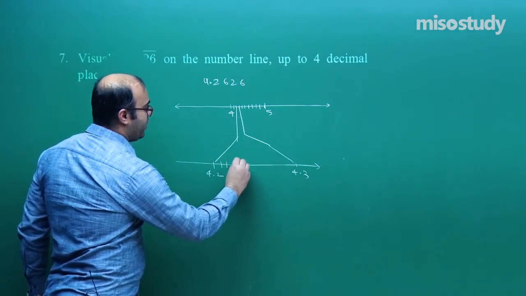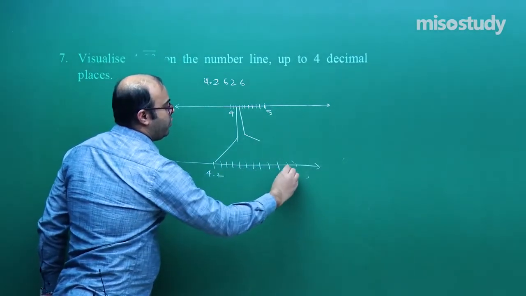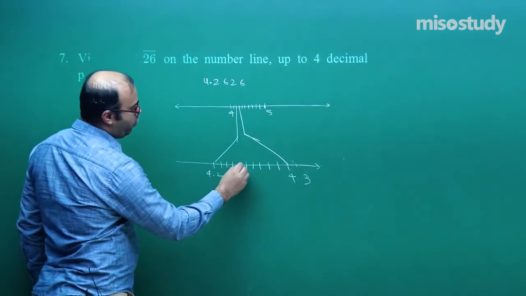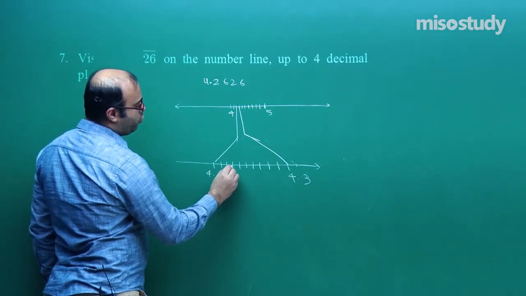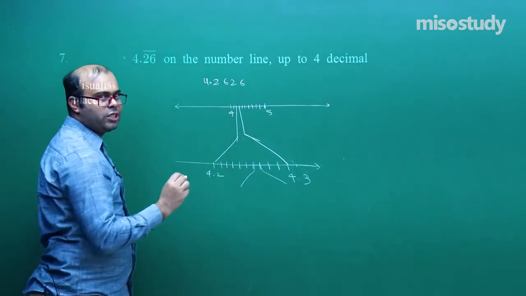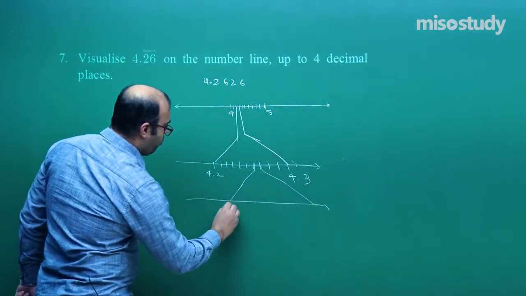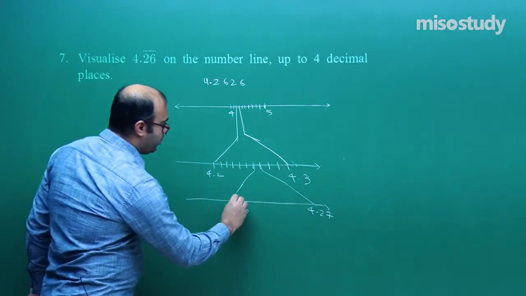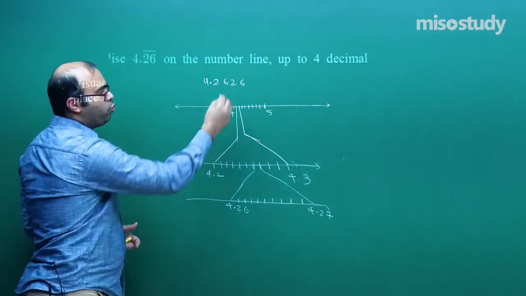Now, this is 4.26. We will again divide it in 10 equal parts. Let us take this one as 4.3. These are 10 equal parts. So, 1, 2, 3, 4, 5, 6, 7, 8, 9, 10. 4.26 we need. So, 1, 2, 3, 4, 5, 6 is here and 7 is here. This number is between 4.26 and 4.27. So, we will enlarge this and we will plot 4.26 here and 4.27 here. Now we will divide it into 10 parts, and then we have 4.262.